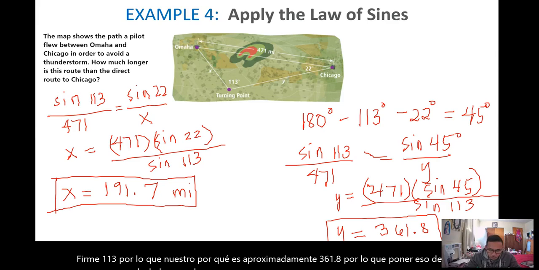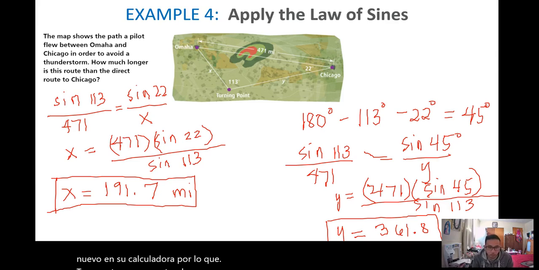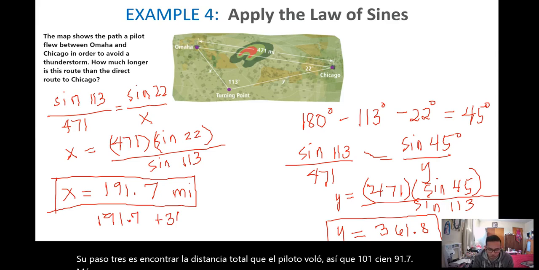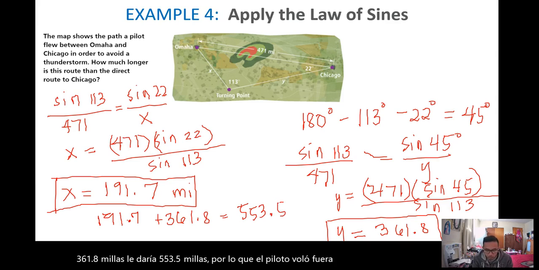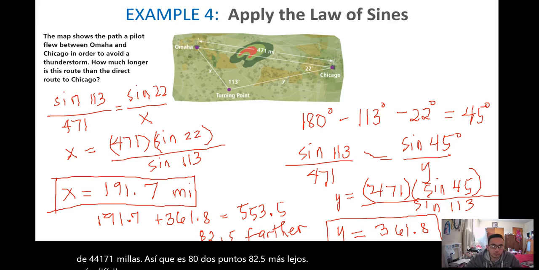Your step 3 is to find the total distance the pilot flew. So 191.7 plus 361.8 miles would give you 553.5 miles. So the pilot flew 553.5 miles minus 471 miles. So it's 82.5 miles further. Okay, it's farther because of the thunderstorm.